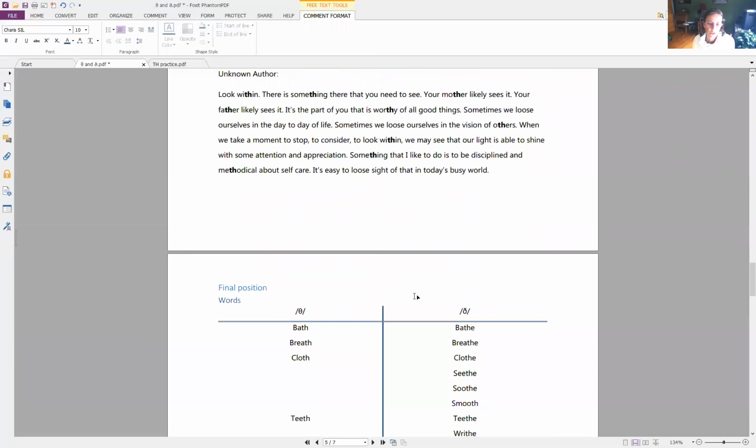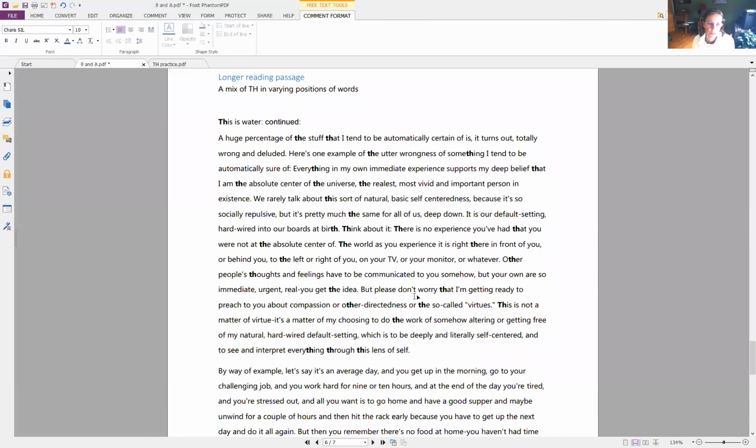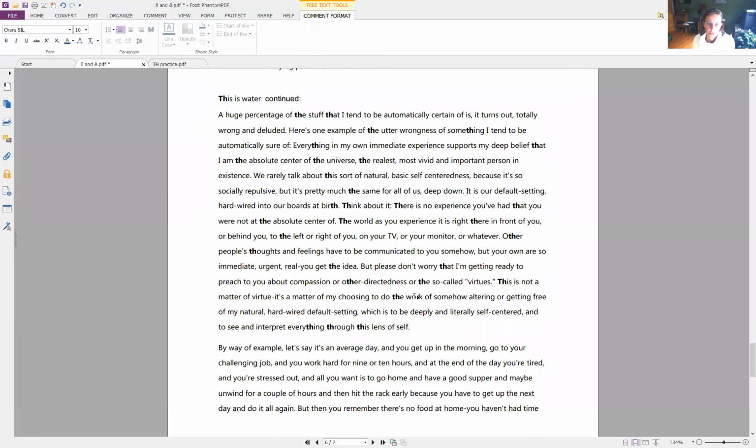Okay, I'm not going to do the paragraph on that one. I'm going to switch to the end where we're doing this mixed TH. So in this paragraph at the end of the document, I have highlighted all of the THs. A huge percentage of the stuff that I tend to be automatically certain of, it turns out totally wrong and deluded.